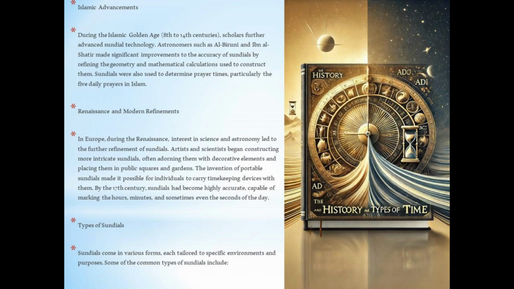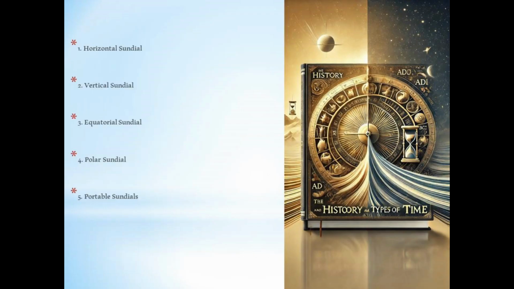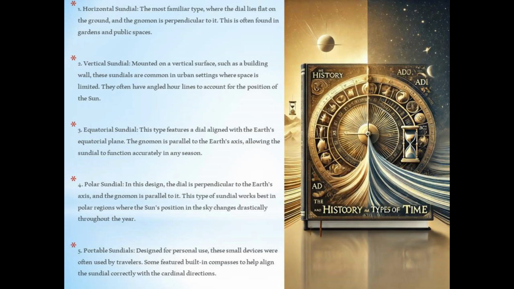Sundials come in various forms, each tailored to specific environments and purposes. Some of the common types of sundials include horizontal sundial, vertical sundial, equatorial sundial, polar sundial, portable sundial. Number 1. Horizontal sundial, the most familiar type, where the dial lies flat on the ground and the gnomon is perpendicular to it. This is often found in gardens and public spaces.